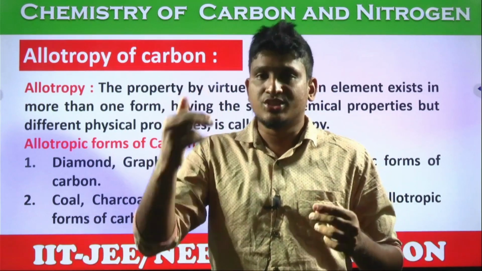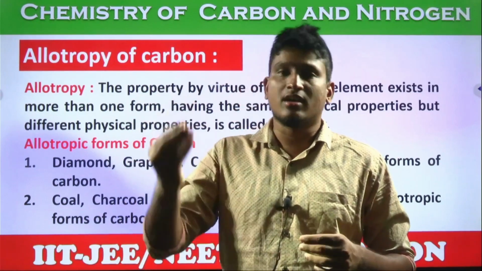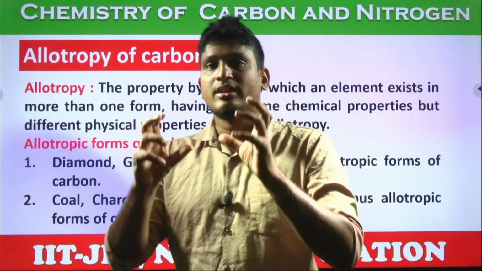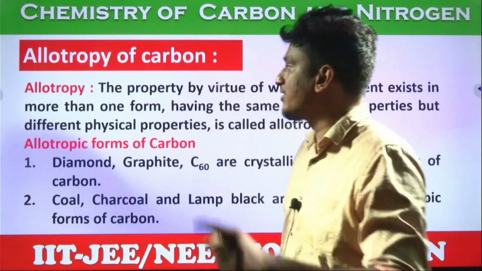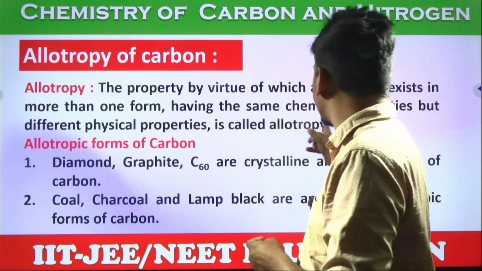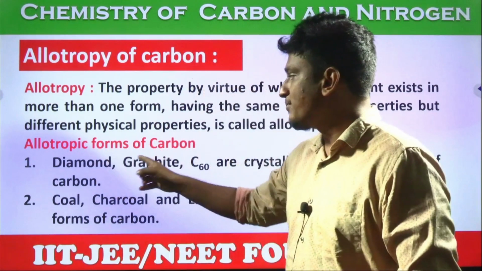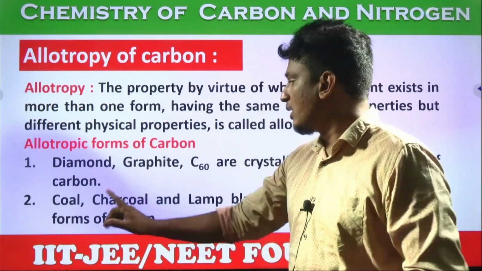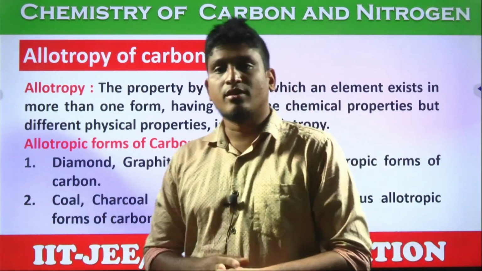Their shape, their size, their taste, their melting points, their boiling points, their solubilities, all these factors will change. Their look, their order, everything will change, but the chemical properties remain the same, students. So the property by virtue of which an element can exist in more than one form having the same chemical properties but different physical properties is called allotropy. Diamond, graphite and C60 are the crystalline allotropic forms of carbon. Coal, charcoal and lamp black are the amorphous allotropic forms of carbon.